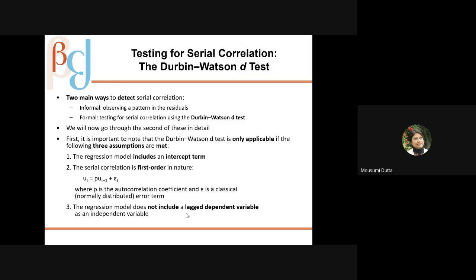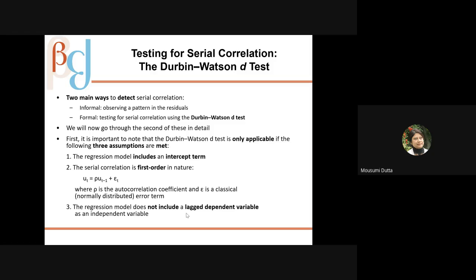If the regression model does not include any intercept term, in that case, you will not be able to do a Durbin-Watson test. However, this limitation is not very serious because under most circumstances there should be an intercept term. And from our lessons on omitted variables, we know that it is desirable to keep the intercept term in the regression model.